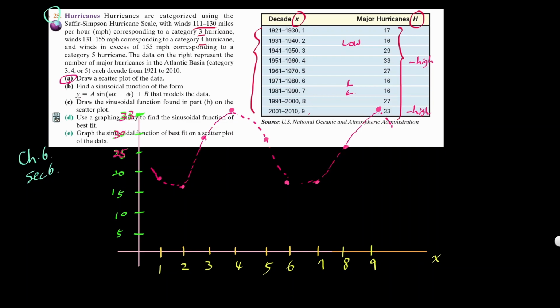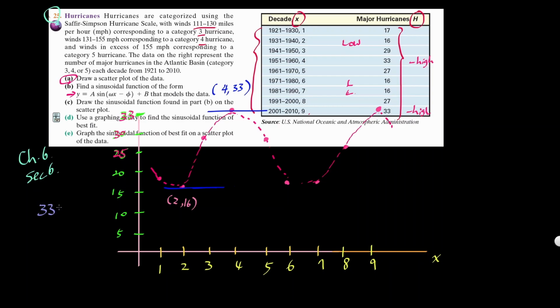Letter B, we have to find the equation in this form. Okay, let's see. How are you going to find the equation? Well, we could find the lowest point. In this case, it's 2 comma 16. That's our lowest point. Over here on the top, that would be 4 comma 33. So we could use the high peak and the lowest trough to figure out where the midline would be. Okay, so how do we do that?